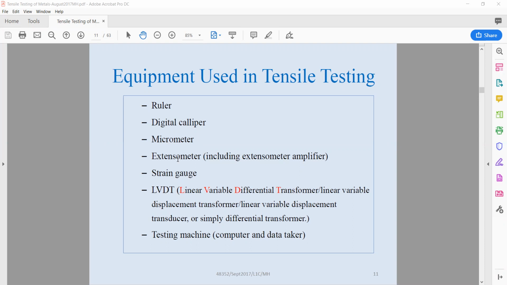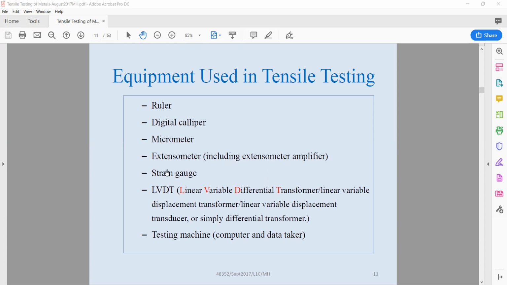An extensometer is electrical equipment. It has an inbuilt strain gauge inside. This extensometer will help us to measure the extension of the sample. It will be attached to the sample. Strain gauge is also another equipment, a sensor. This strain gauge is glued onto the sample and it measures the strain. So this strain gauge measures the actual strain. An extensometer measures only the extension, so you have to divide by gauge length to get strain.